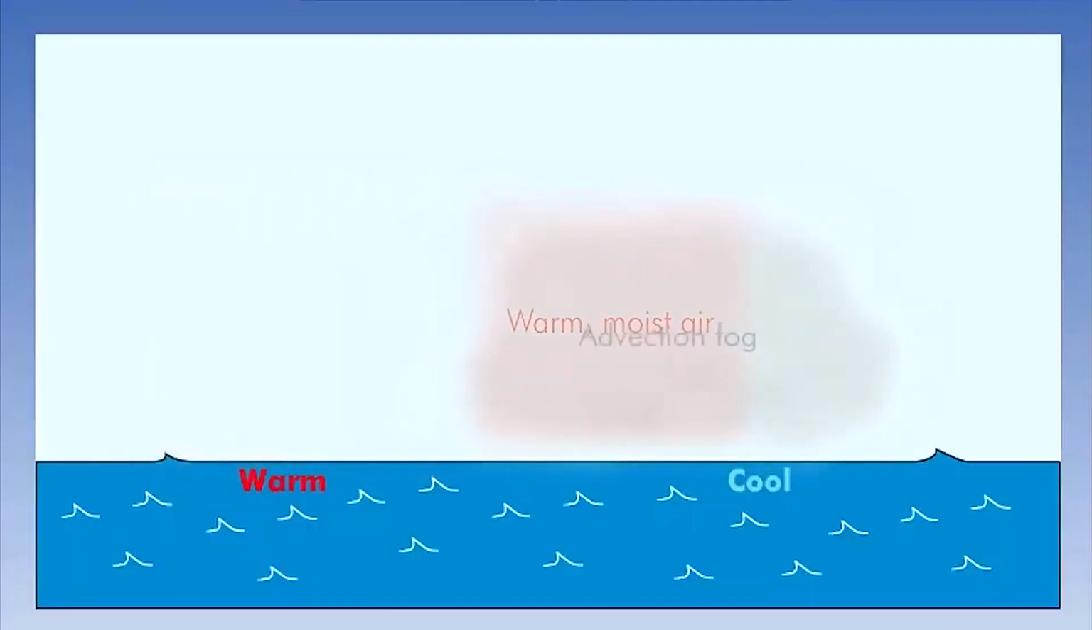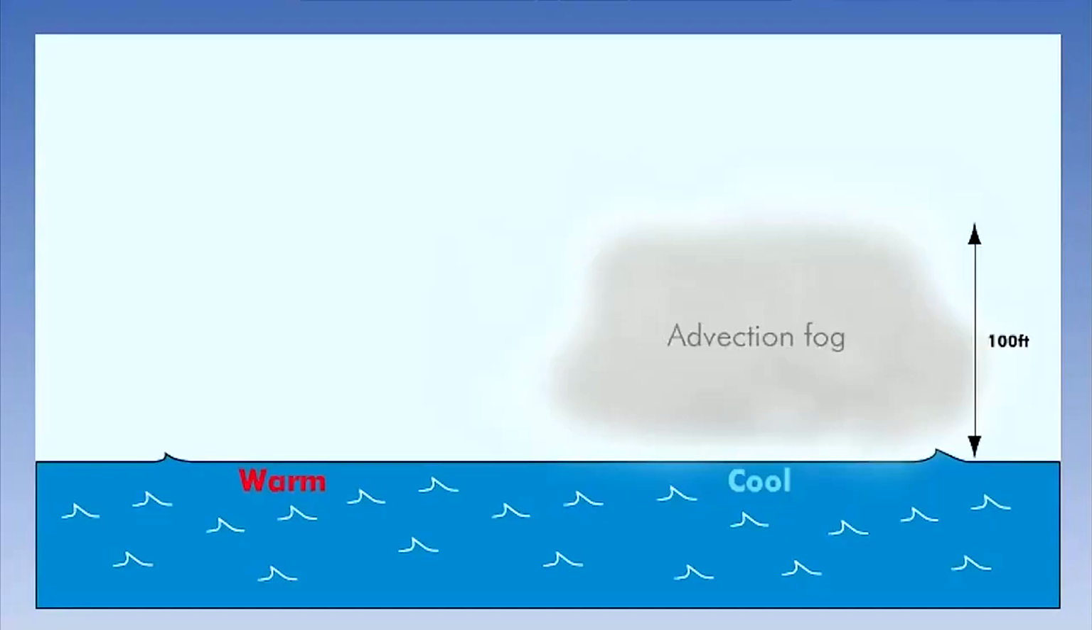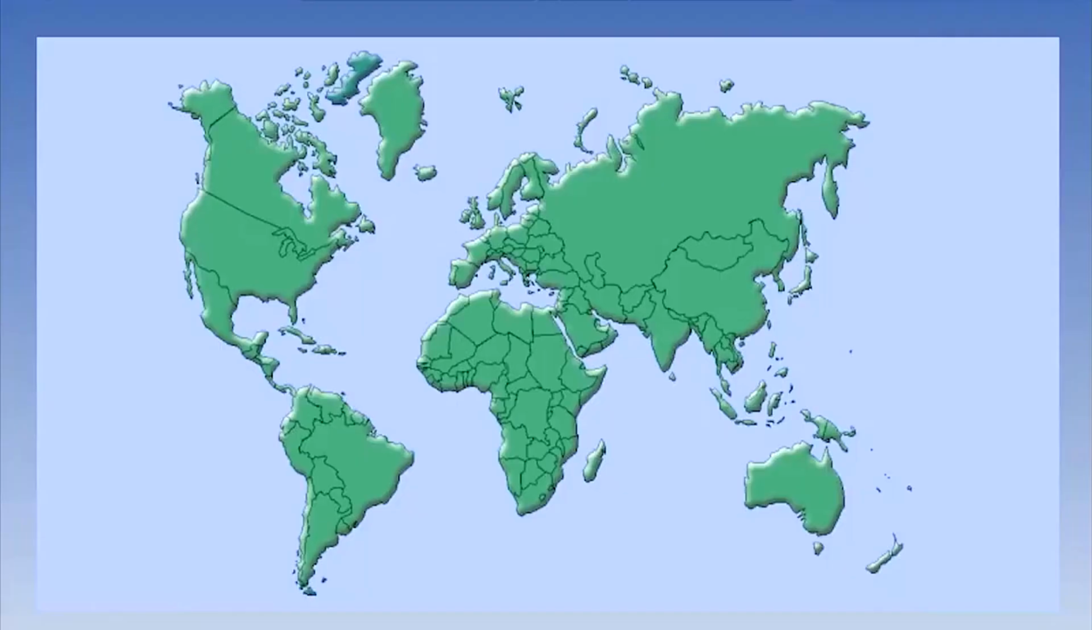Advection fog is formed when warm and moist air moves across a cold surface. This surface can be either land or sea, but sufficient cooling of the air by the underlying surface will result in the formation of advection fog. This type of fog is often quite extensive and up to 100 or so feet in depth.